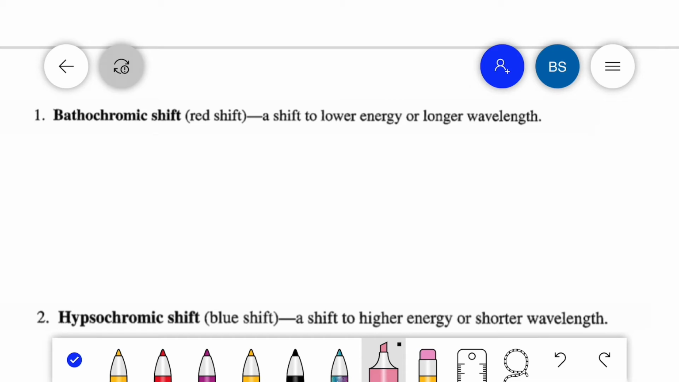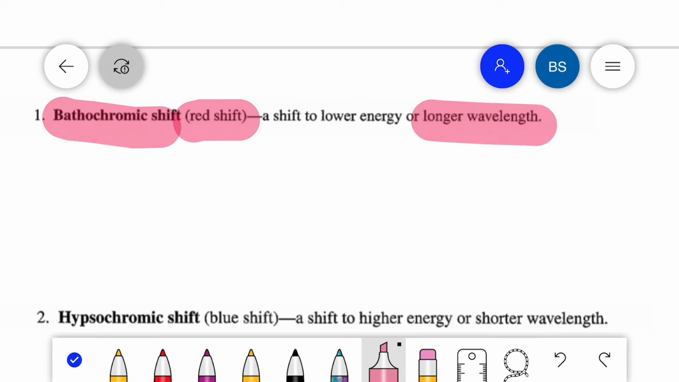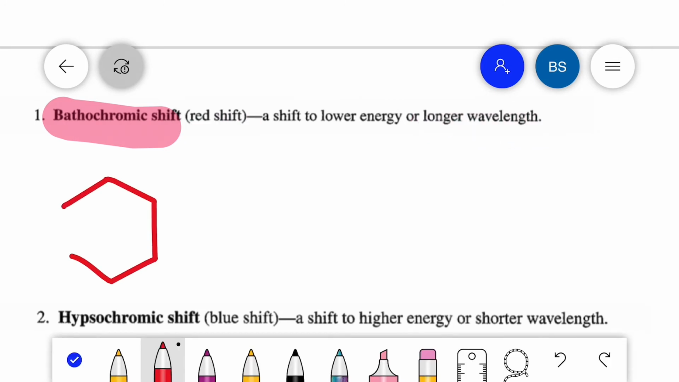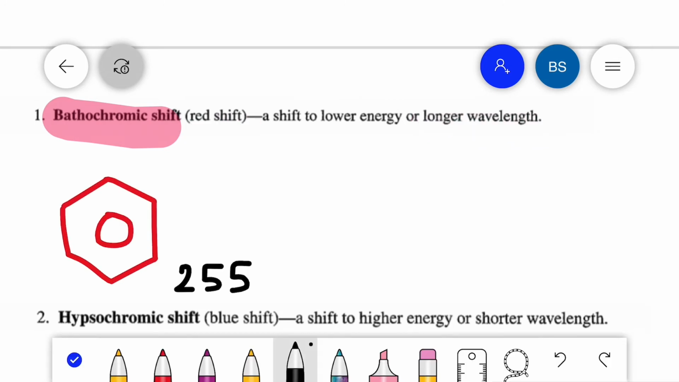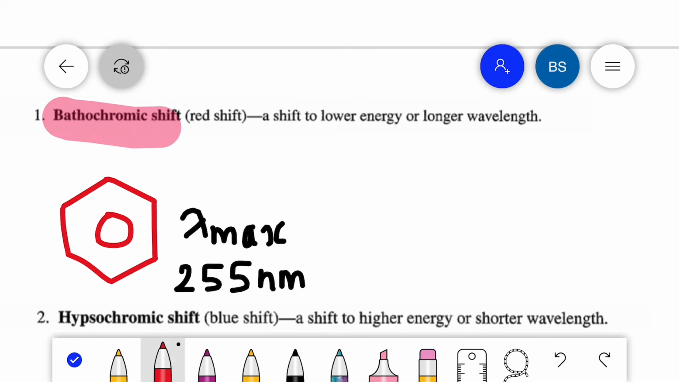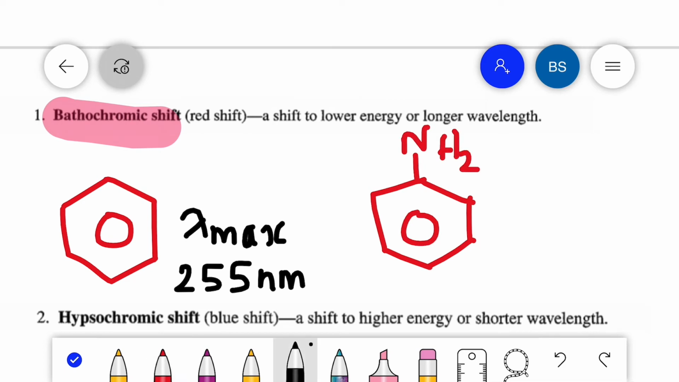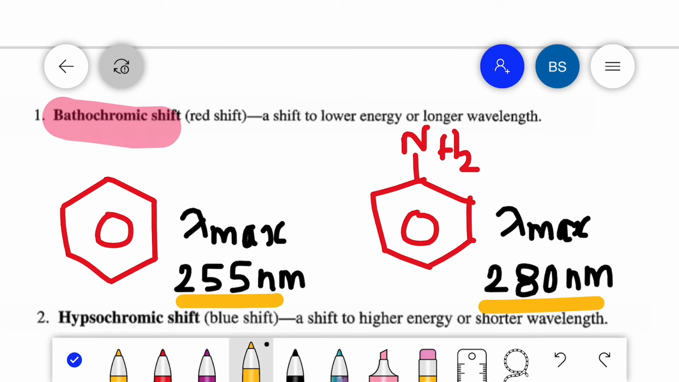A bathochromic shift or red shift can be defined as a shift of absorption maximum, or lambda max, to longer wavelength. For example, benzene shows a lambda max of 255 nanometers, whereas aniline shows a lambda max of 280 nanometers. Here, the introduction of an auxochromic group, that is the NH2, upon the benzene ring brings about a bathochromic shift.